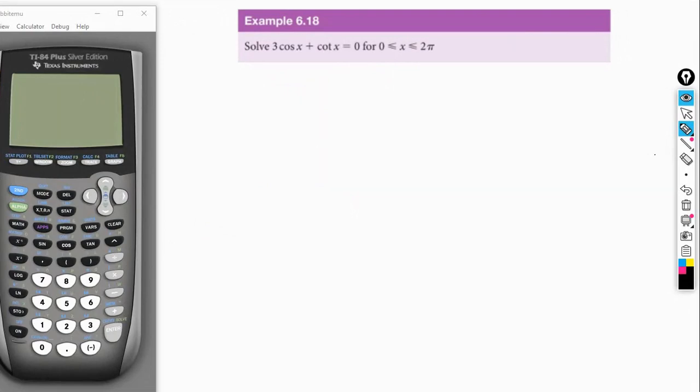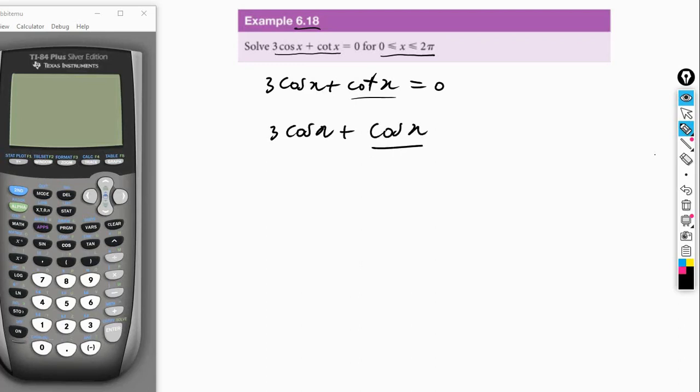So we will end this video by doing example 6.18, and it says solve 3 times cosine of x plus cotangent of x equals 0 for the interval for x between 0 and 2 pi. So they want us to solve 3 times cosine of x plus cotangent of x equals 0. Now here we have cotangent. But for our convenience, we always want to express everything in terms of sine and cosine. So this is the same as saying 3 times cosine of x plus cosine of x over sine of x is equal to 0.